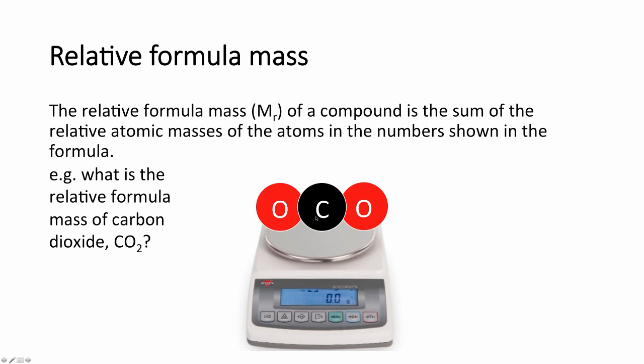So what do we have? We have 1 carbon with a mass of 12 and 2 oxygens with a mass of 16. So to work it out, we say 1 carbon and 2 oxygens, and the relative atomic mass of carbon is 12, and the relative atomic mass of oxygen is 16, times 2, because we've got 2 oxygen atoms, and you add those together, and we get a total of 44.